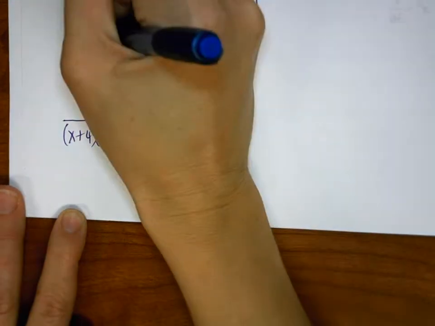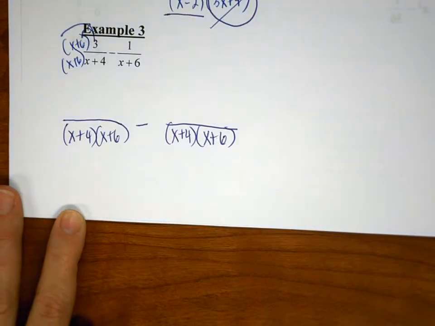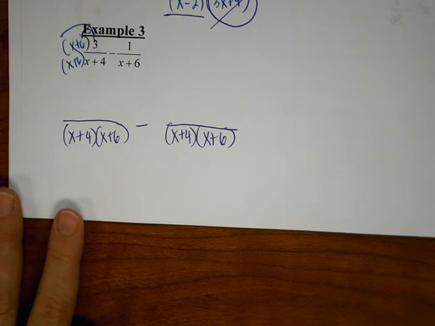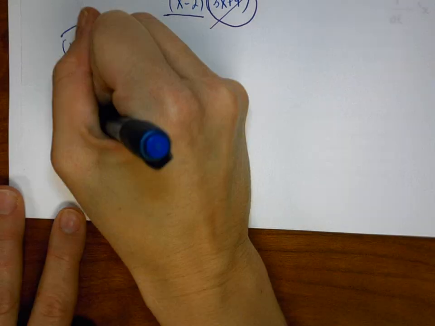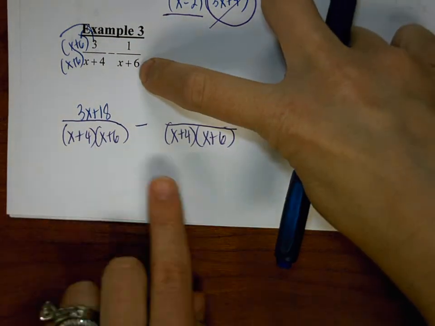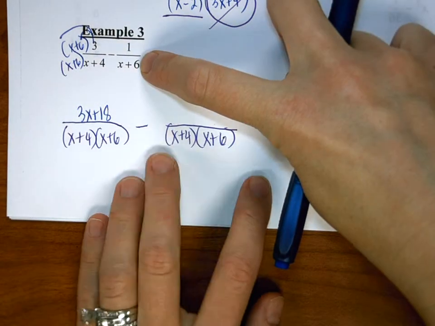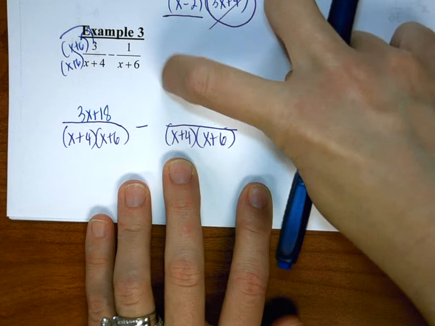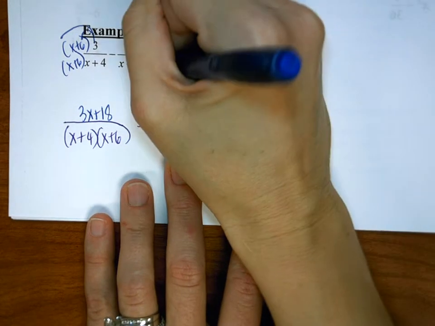So x plus 6, I have to multiply this fraction by. So you're going to distribute the 3 through the x plus 6, and what do I get? 3x plus 18 is correct. So on this one, I already have an x plus 6, but I need an x plus 4. So what do I multiply by, to the top and the bottom?